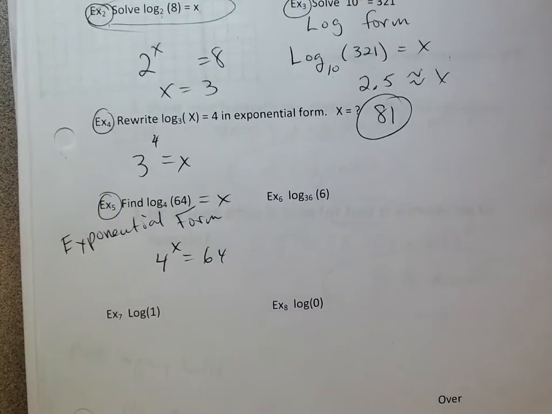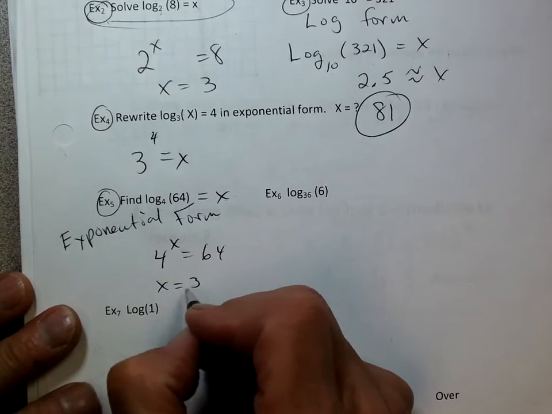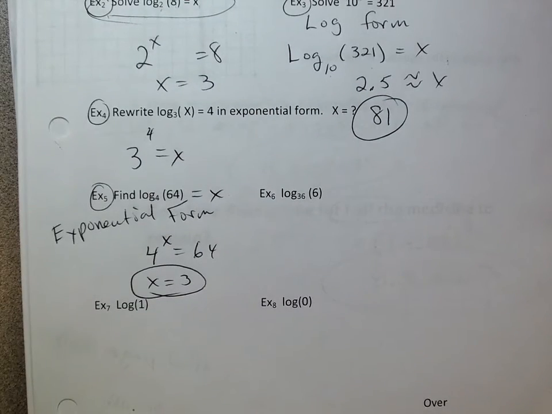Okay, now what is that? Well, 4 times 4 is 16, times 4 is 64, so x has to equal 3. So far, so good? We just need to practice this. Today we need to practice moving it from one form to the other.